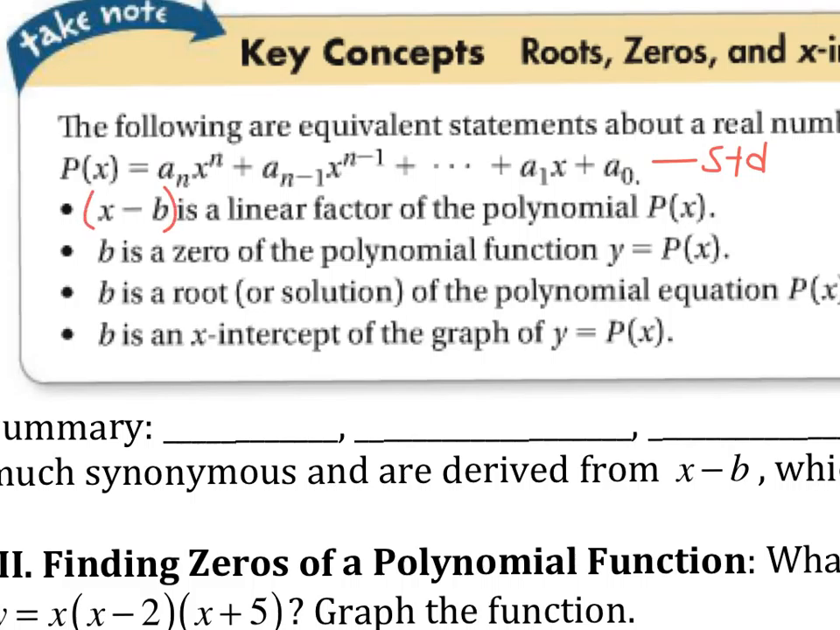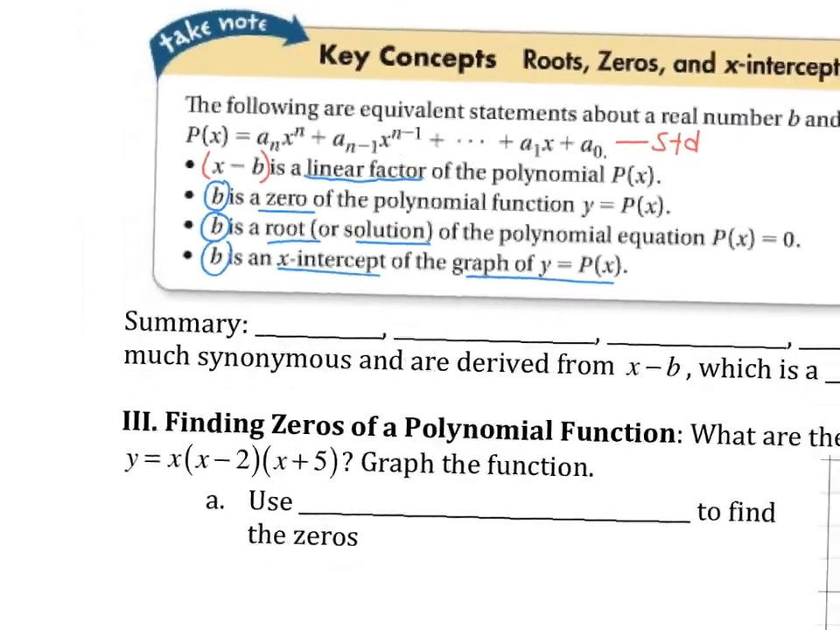Usually we have parentheses around this, so it might be easier for us to identify if it's x minus b. But x minus b is something that's called a linear factor of the polynomial. If that's the case, if x minus b is a linear factor, then that means b is the 0. In other words, when you plug in that number b to the function, you get 0. Next, b is also a root or a solution. And lastly, b is the x-intercept when you graph the function.